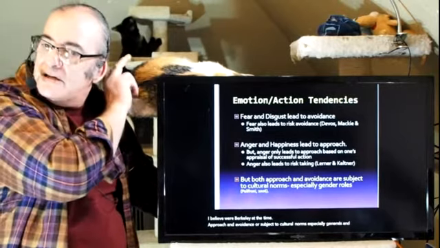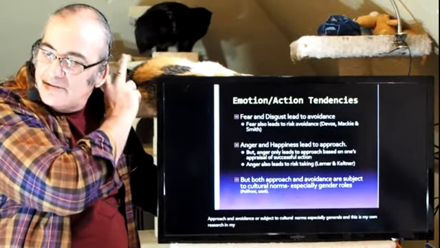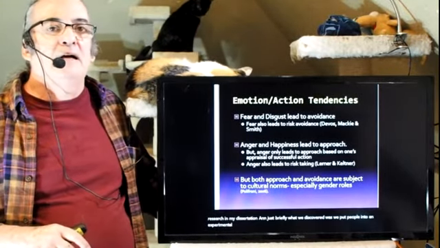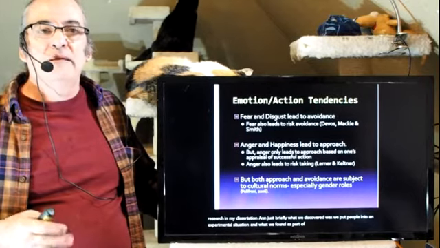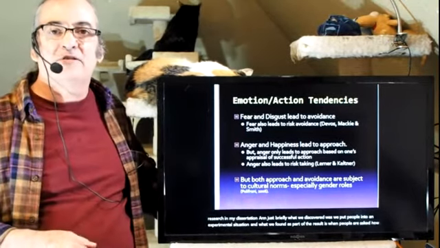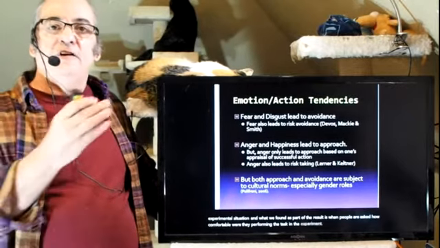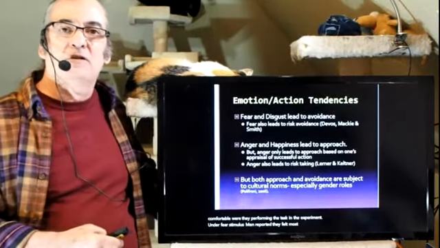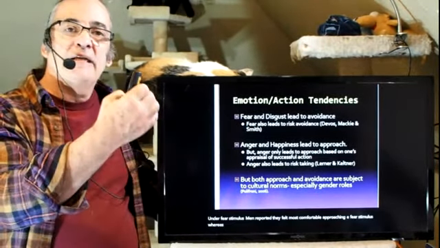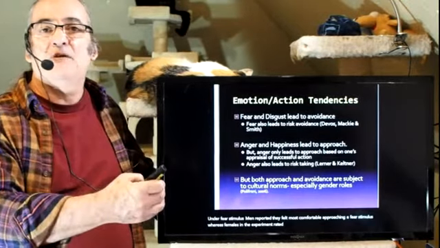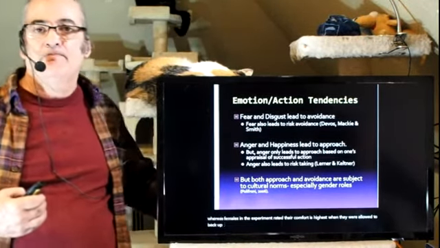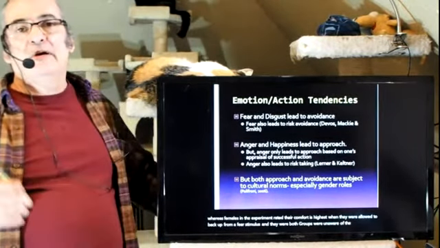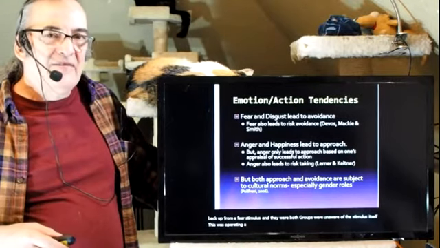And this was my own research in my dissertation. And just briefly, what we discovered was we put people into an experimental situation. And what we found as part of the result is when people were asked how comfortable they were performing the task in the experiment, under fear stimulus, men reported they felt most comfortable approaching a fear stimulus. Whereas females in the experiment rated their comfort as highest when they were allowed to back up from a fear stimulus. And both groups were unaware of the stimulus itself. This was operating at a non-conscious level. And we found that kind of fascinating, right?